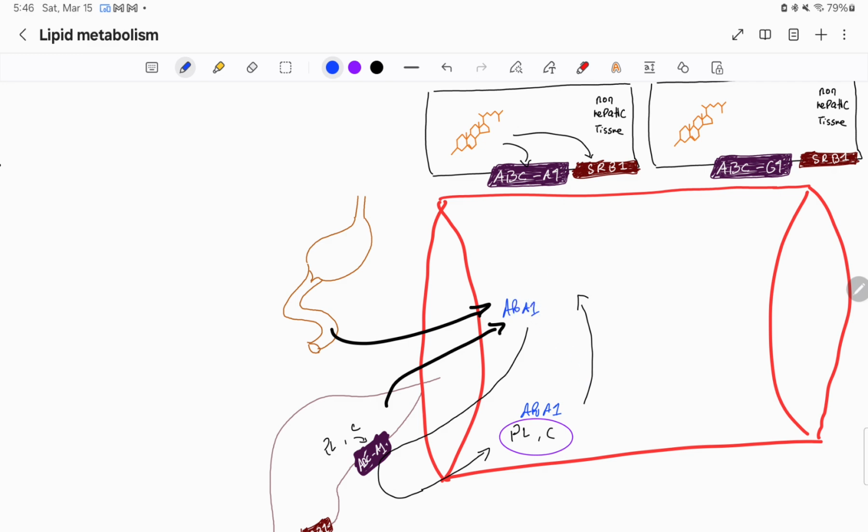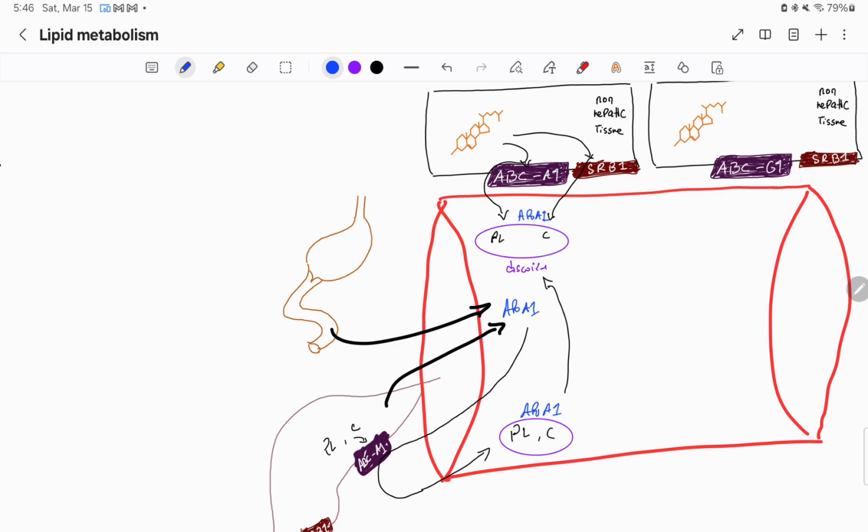ApoA1 here. And this guy will then come here as the discoidal shaped. Look at him. He's got some phospholipids. He's got some cholesterol, okay? And now guess what? He's going to get even more phospholipids and cholesterol from these guys, and turn into an even bigger version of the discoidal. He's still discoidal, though. And he's still got that ApoA on it, okay?